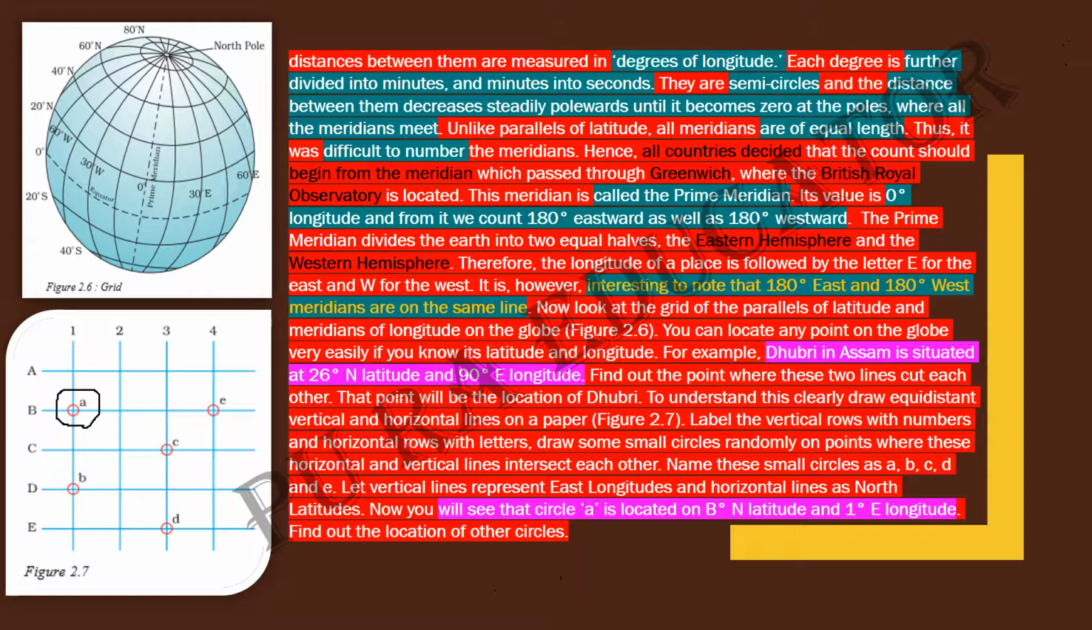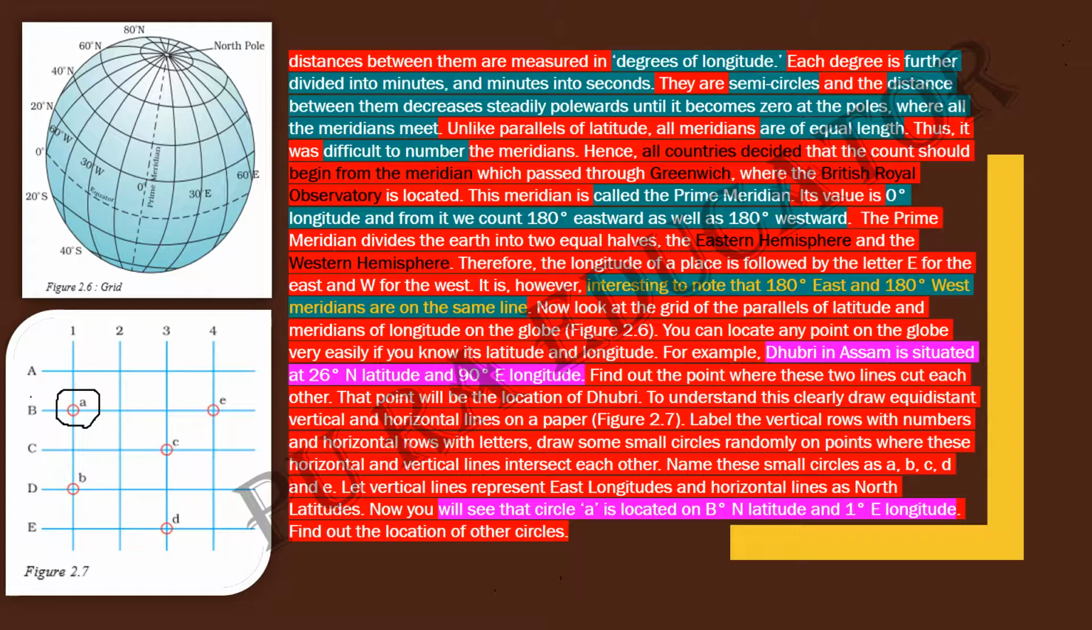Here, the longitude which passes through A is 1, and the horizontal line, that is the latitude, which passes through A is B. So it can be said that A place is located on B degree north latitude and 1 degree east longitude. So friends, in the same way, you will mention each and every point on that picture 2.7.